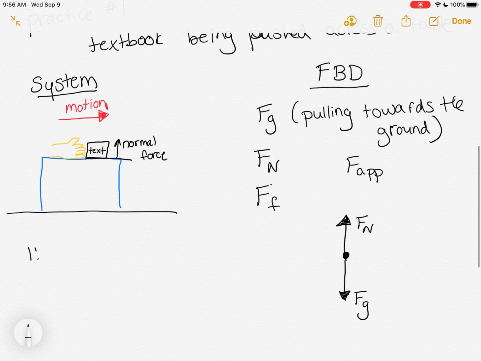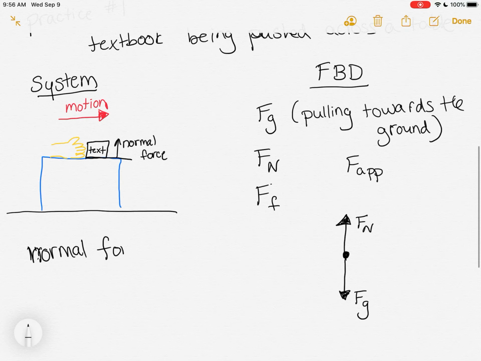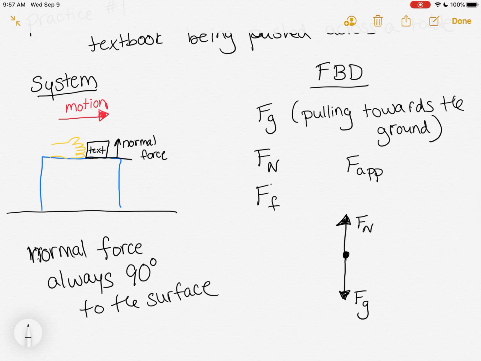You have to be careful with normal force. Normal force is always 90 degrees to the surface, so it's always perpendicular to the surface. In this case, our surface is horizontal, so the normal force happens to be straight up. But if the surface is angled, the normal force is just 90 degrees to the surface. So make sure that we're always forming that 90-degree angle from our surface to our normal force.